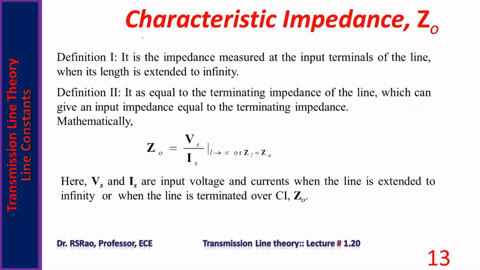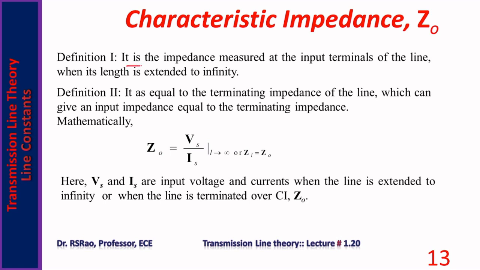Now that is as far as the primary constants of the line are concerned. Now we move to secondary constants. As already mentioned, these are two in number. One is characteristic impedance, another is propagation constant. Characteristic impedance has several definitions. They are the same; if you move a little deeper into them, we can find them the same. Let us first see the definitions.